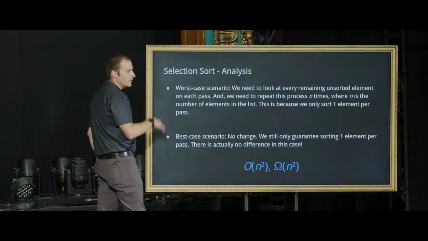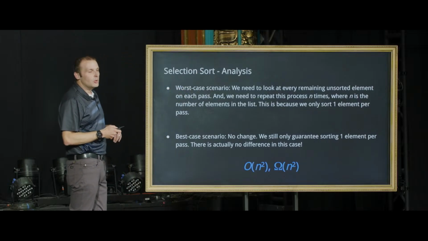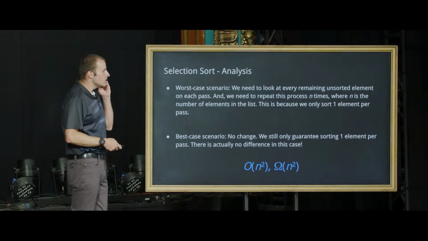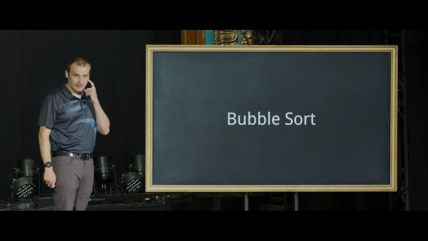We have to repeat that process. So it's n across, n down. You can kind of visualize it that way. That is how we get to n squared. So the question is, can we do better than that? And the answer is yes, we can.